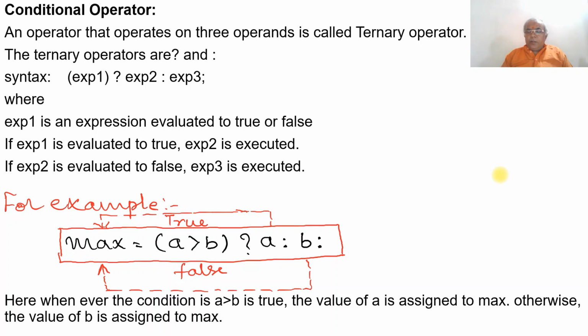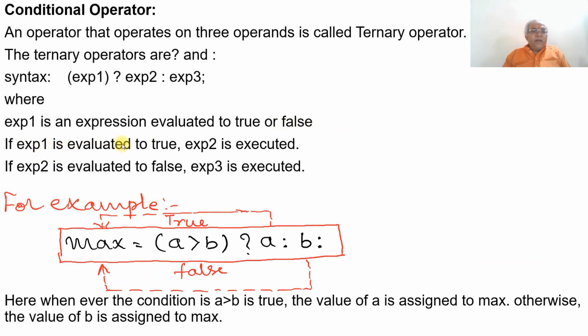Now in this video, we are going to discuss the conditional operator. An operator that operates on three operands is called a ternary operator. The ternary operators are the question mark and colon. Syntax: expression 1 question mark expression 2 colon expression 3 semicolon. Where expression 1 is an expression evaluated to true or false.